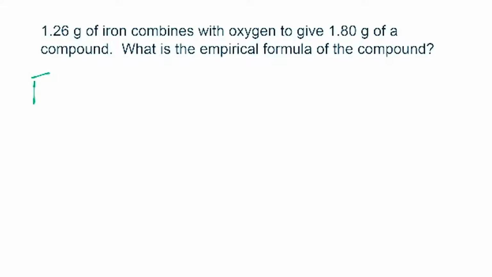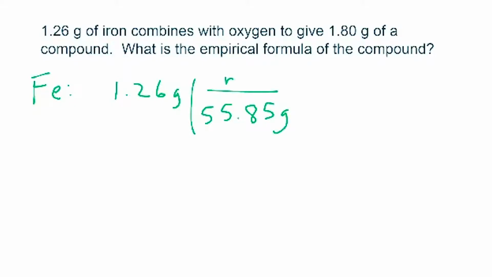To determine the number of moles of iron, we need to use the molar mass. Molar mass for iron is 55.85 grams per mole. This gives us 0.0226 moles of iron.